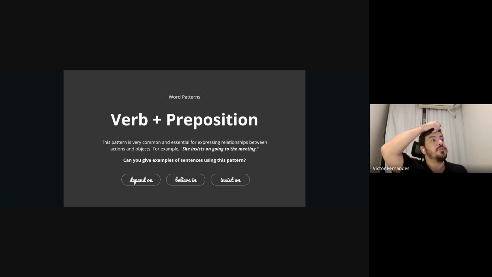Moving to an easier one, we have a verb plus preposition. So in this one, we're getting a verb and we're putting it together with a preposition. Looks a lot like a phrasal verb because it has a preposition in it. So depend on, believe in, and insist on. We have many others, such as give up. But in this case, that would be verb, preposition. That would be a phrasal verb.